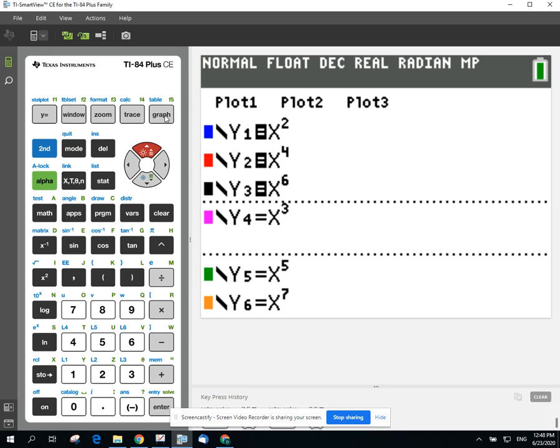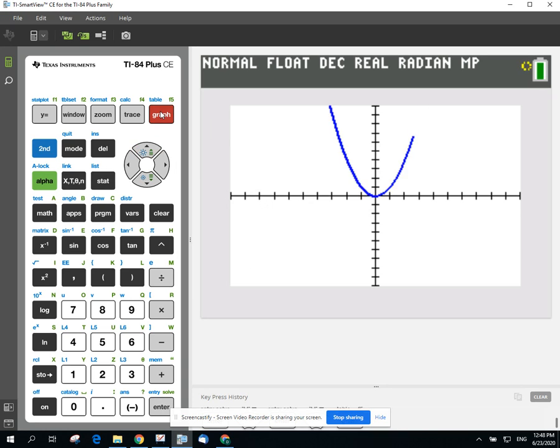Notice what happens. By color, it's going to be blue, red, black. Ready? Blue, red, black. Now notice a couple things. Number one, notice that they basically have the same behavior. They're all 3 opening up. They all 3 pass through the origin.